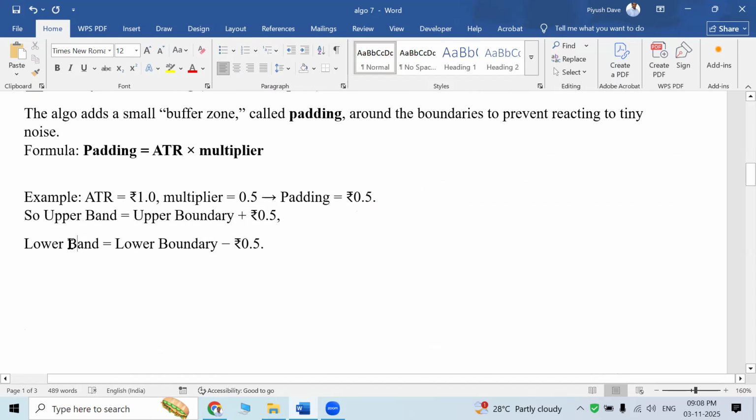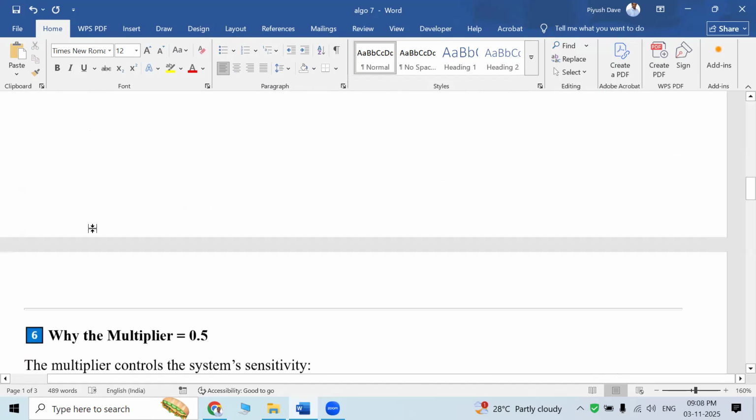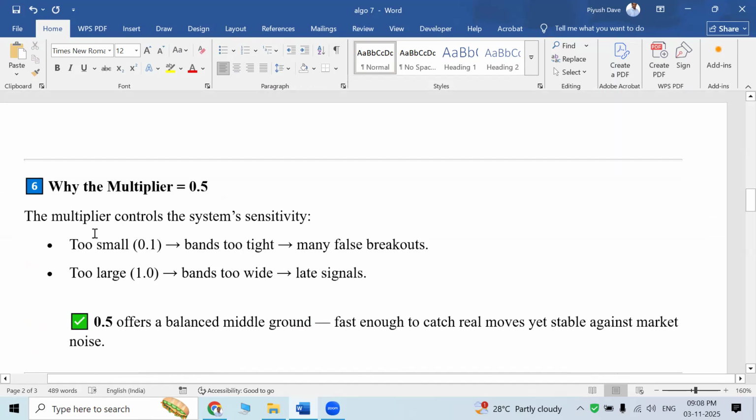Now you might be wondering why this multiplier has been capped at 0.5. So let me explain that also. If we keep this multiplier very small, the band is very tight and a false breakout may come. And if we keep this value as 1, the band is too wide and the late signal will come.